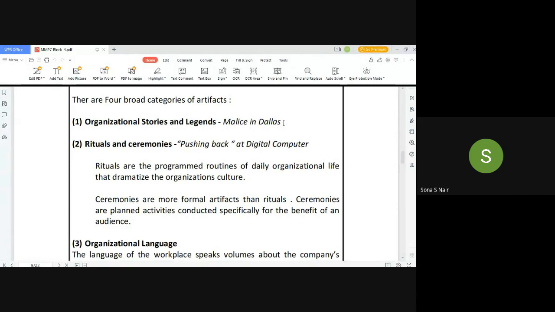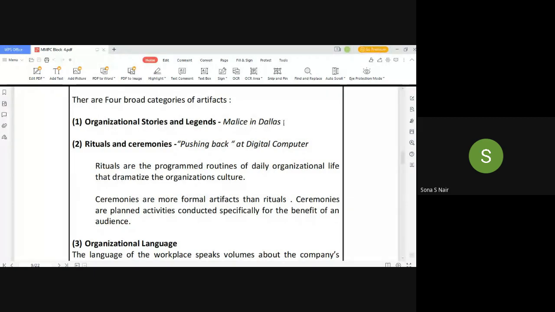But later on, someone told me that that was a ritual at Digital Computer, that whenever you have some kind of a difference of opinion, you are going to fight it out. Fight it out and try to prove that you are right. And then ultimately, whoever is right will win, and the other person would accept that decision. So this was a ritual there at Digital Computer, which maybe helped them vent out, also helped them push back people. And ideas were challenged and ideas were proved. So rituals are programmed routines of daily organizational life that dramatize the organization's culture.